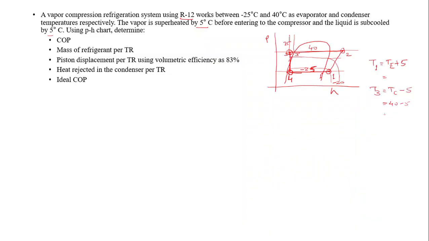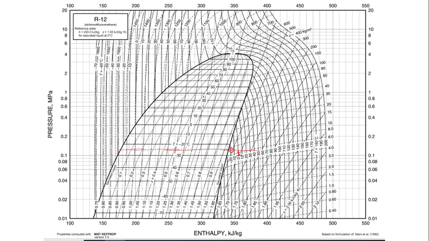So what is the temperature of condenser? That is 40 degree. Fine. So this is the 40 degree Celsius temperature line. I'll just follow with respect to this particular temperature. There will be the pressure line.